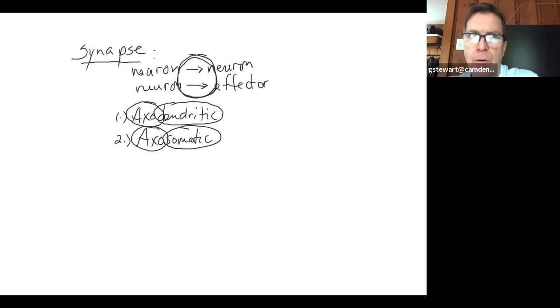I'm going to tell you, they mostly have the same effect at the postsynaptic cell, but it's just where the axon terminals are placed, either on the dendrites of that postsynaptic cell, or the soma, the cell body.